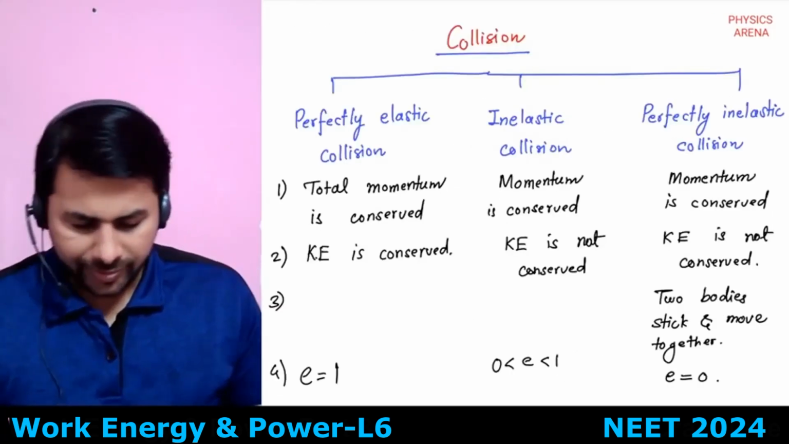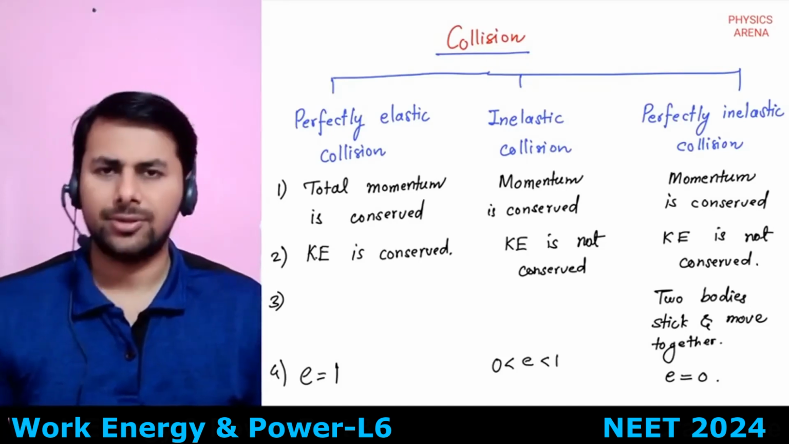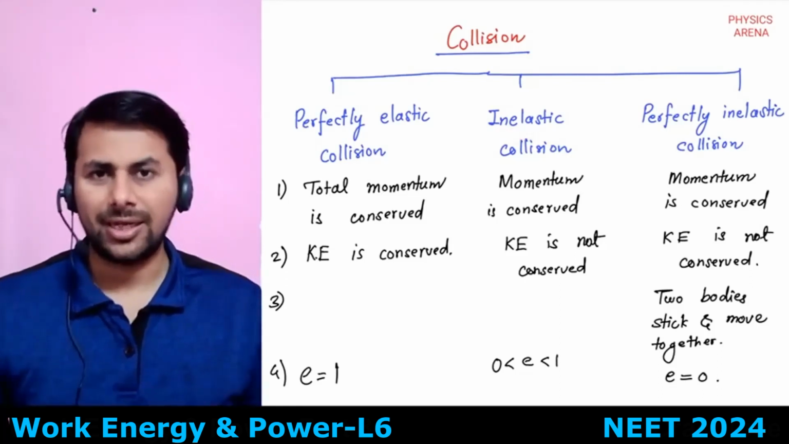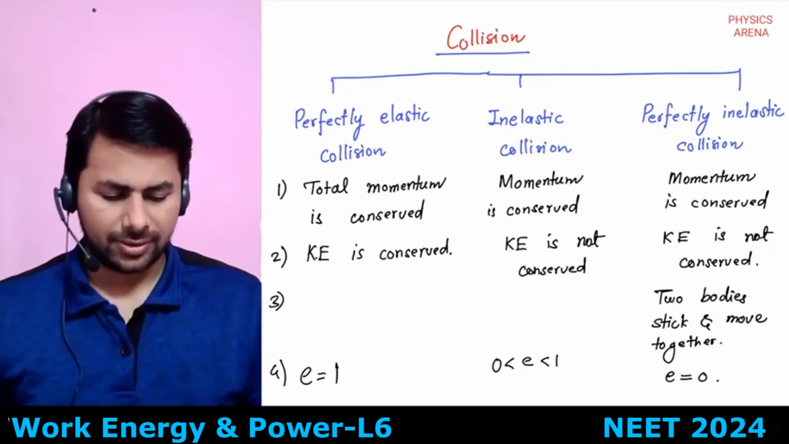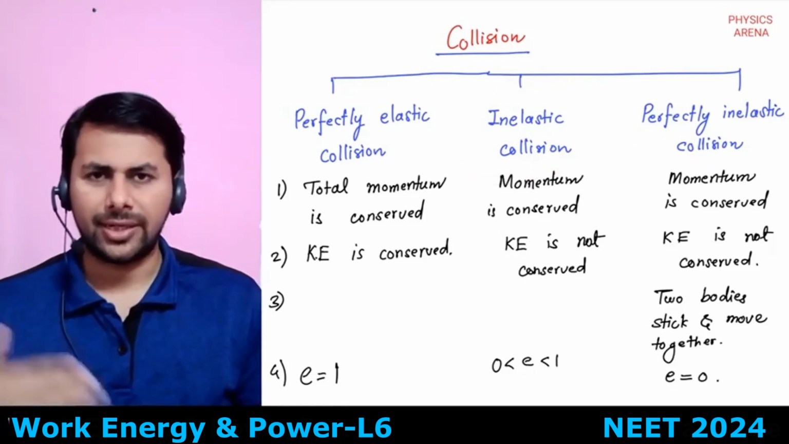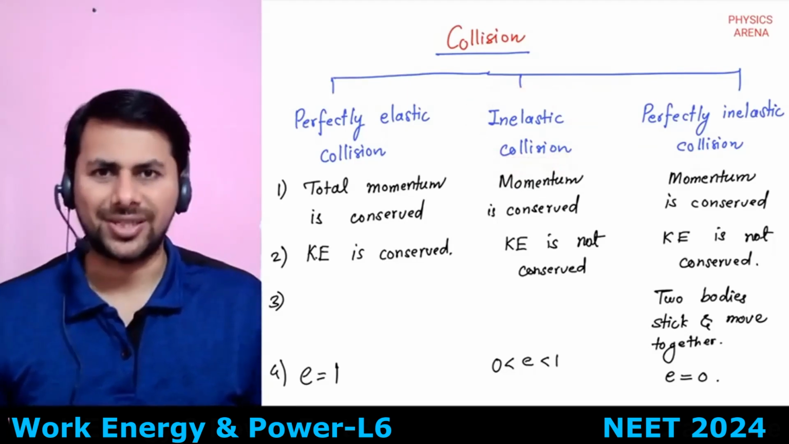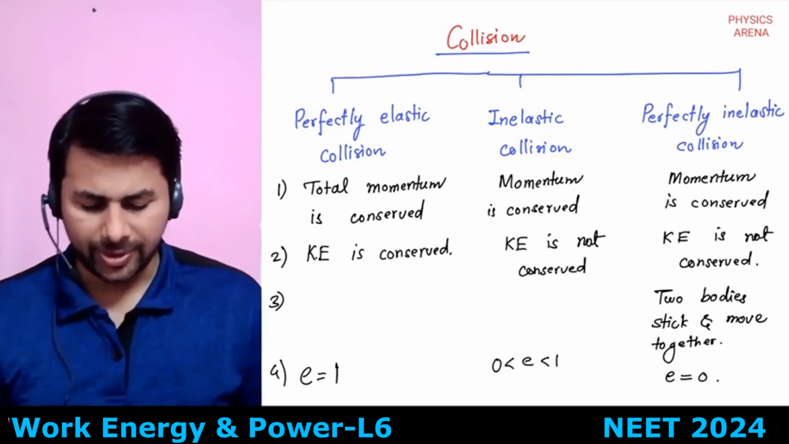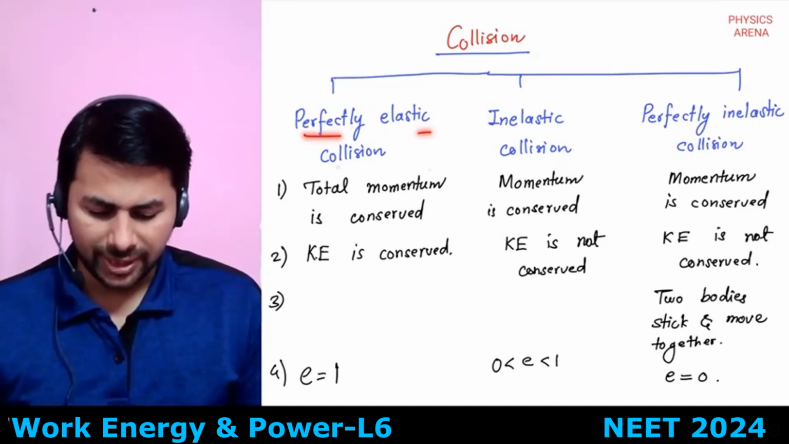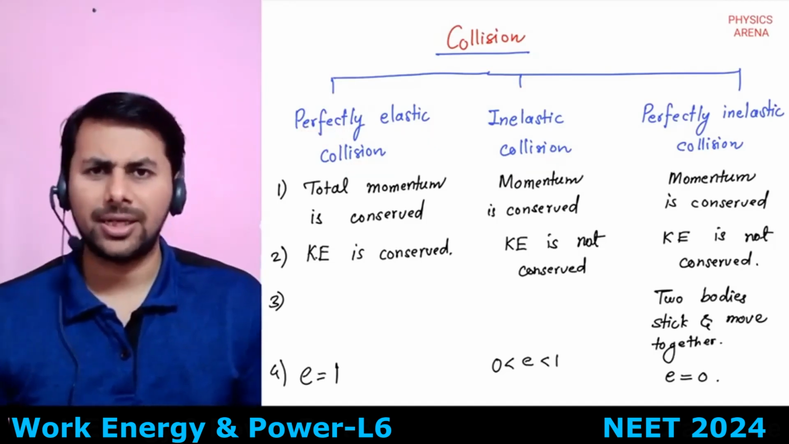Then there are some types of collisions. So what are those types? There is a perfectly elastic collision and a perfectly inelastic collision. In general, the collisions that happen in our day-to-day life are inelastic collisions, not perfectly inelastic. Let's see what the difference is. So there are three types of collisions: perfectly elastic collision, perfectly inelastic collision, and inelastic collision.